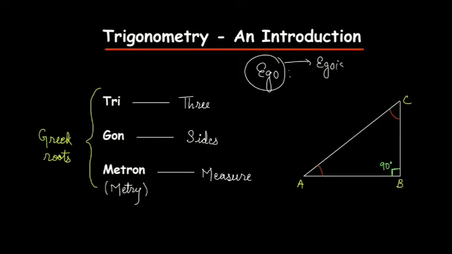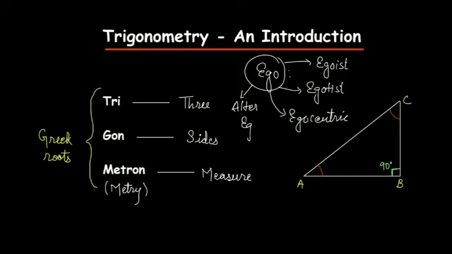And what is the Greek, I wrote there, trigonometron. Trigonometron are the Greek root words. By these words we can make many words, just like ego is also a root word, egoist, egotist, egocentrist. So these are the Greek roots: tri, gon and metron.